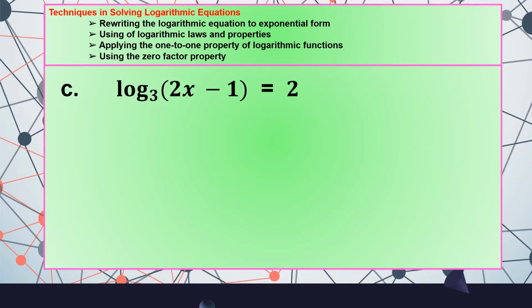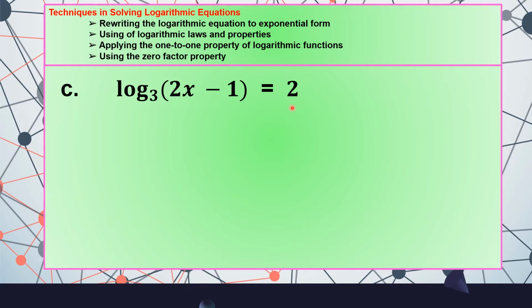For letter C, we have logarithm of 2x minus 1 with base 3 equals 2. As you can see, we have only one log. It is a single logarithm. In solving single logarithm, we use the technique of rewriting the logarithmic equation to exponential form. So let us rewrite logarithm of 2x minus 1 with base 3 equals 2 in exponential form.